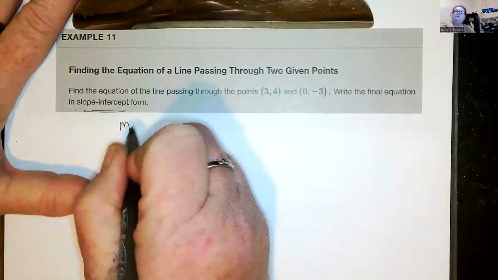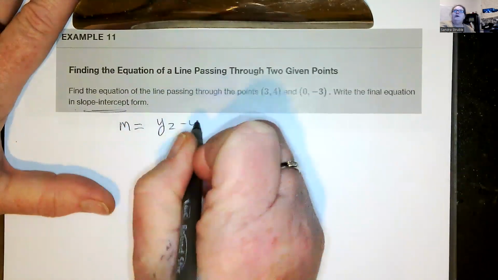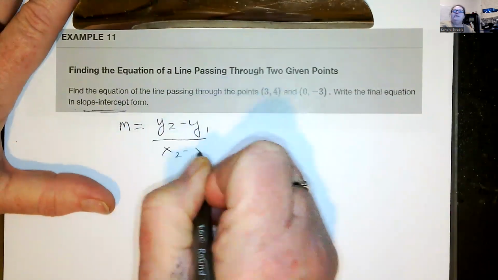So I'm going to start with m equals y sub 2 minus y sub 1 over x sub 2 minus x sub 1.